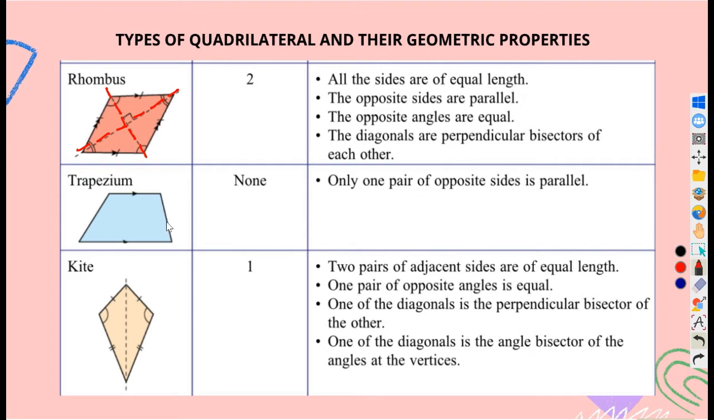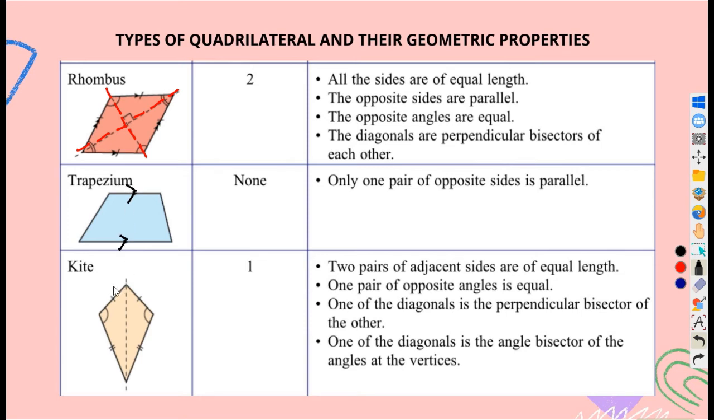And this one is the trapezium. There is no axis of symmetry. Only one pair of opposite sides is parallel. You must remember, the trapezium has a pair of parallel lines.